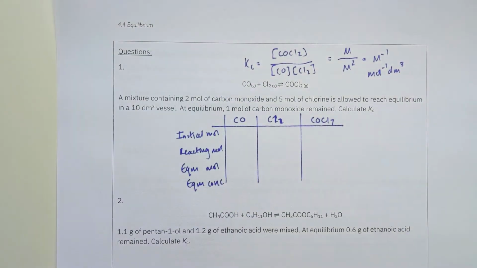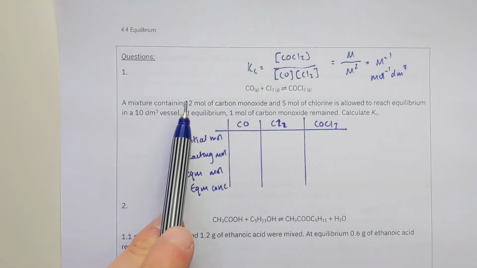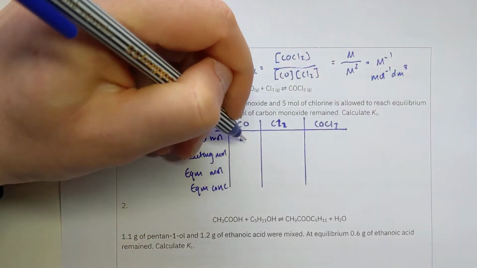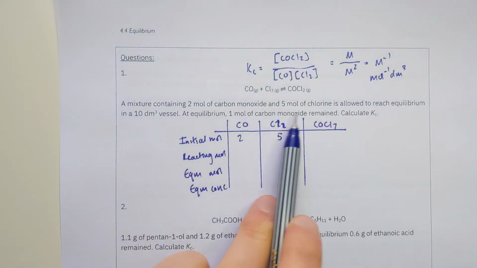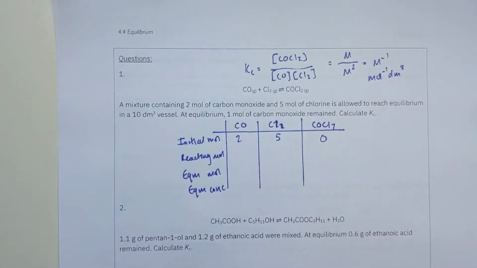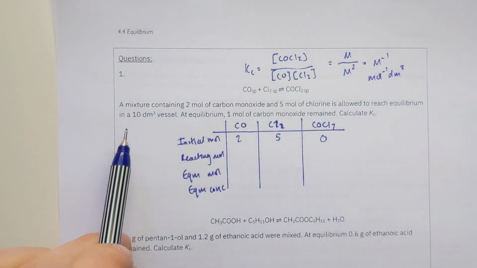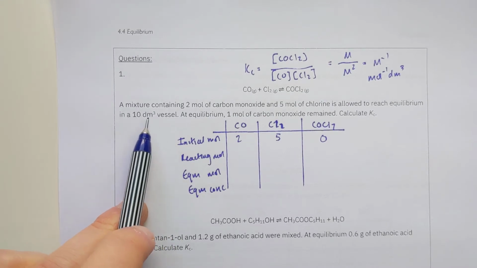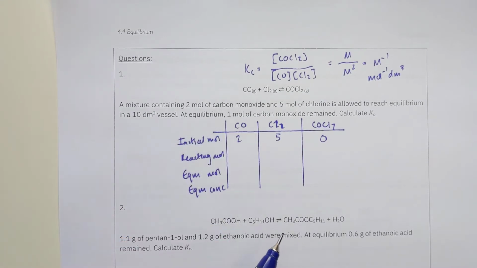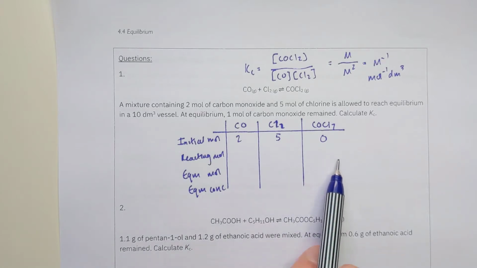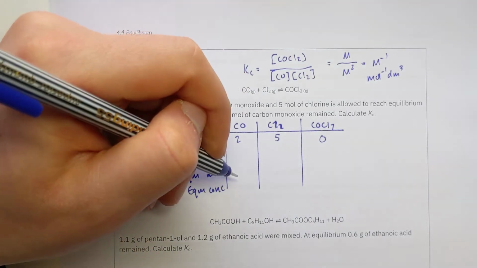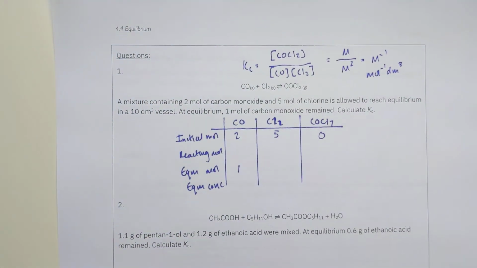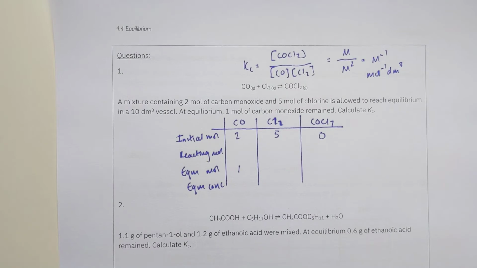So let's look at what they gave me at the start. So a mixture containing 2 moles of carbon monoxide, initial moles, 5 moles of chlorine, initial moles. Do I have any product at the start? Nope, so it's going to be no moles as product at the start. In a 10 decimeter cube vessel, I'll need that later. At equilibrium, 1 mole of carbon monoxide remained. That's a little bit different to the example we looked at, because the first example had it give you the product at the end. So this tells me that at equilibrium, I've only got 1 mole of carbon monoxide, but that is more than enough to go off to work out the rest of the table.